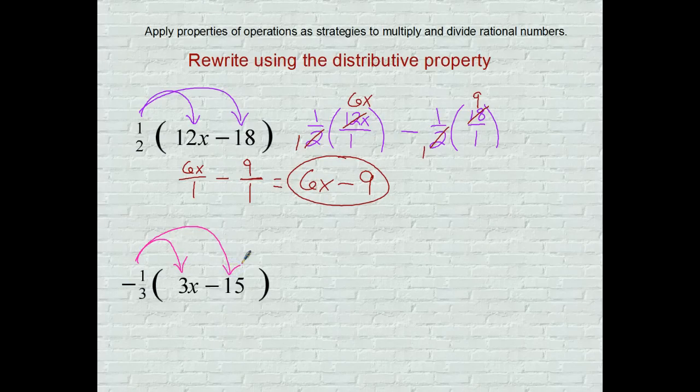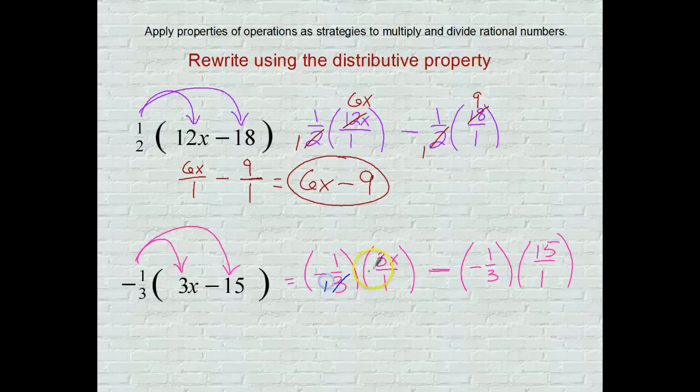So we're going to have -1/3 multiplied by 3x, make it a fraction, minus, subtracted by another -1/3 times 15 over 1. All right, a little tougher.